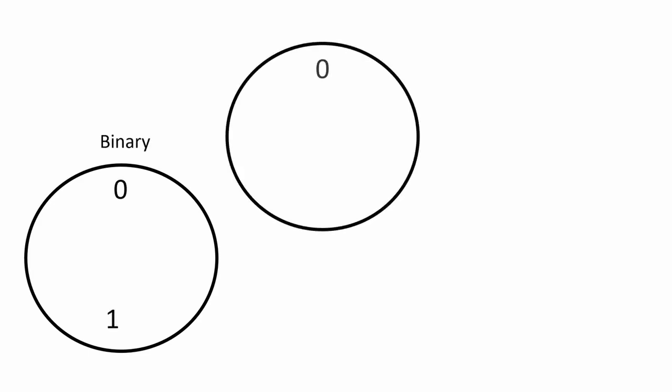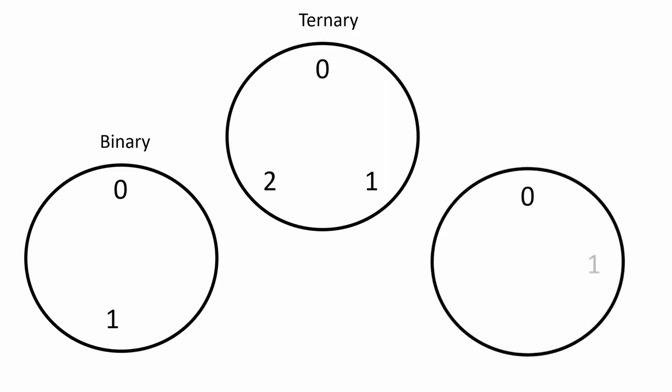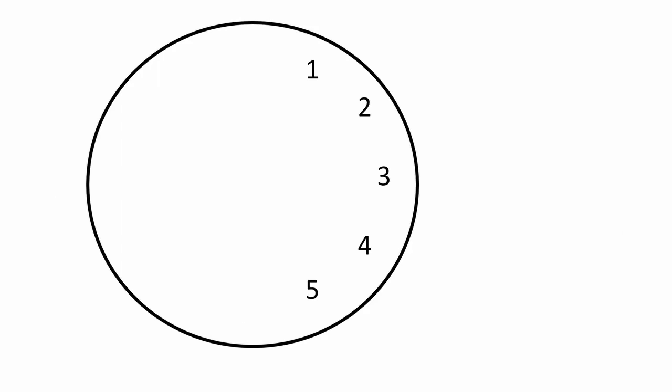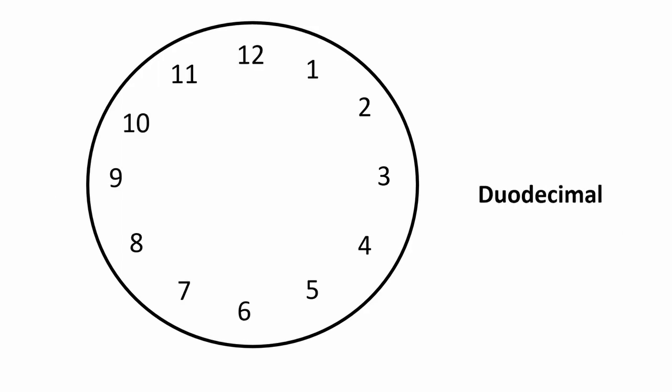Okay, so what about adding more numbers to our clock? This creates different clocks which use different counting systems, like ternary, which counts in 3s, quartary, which counts in 4s, or our 12-digit clock, which is a duodecimal counting system.